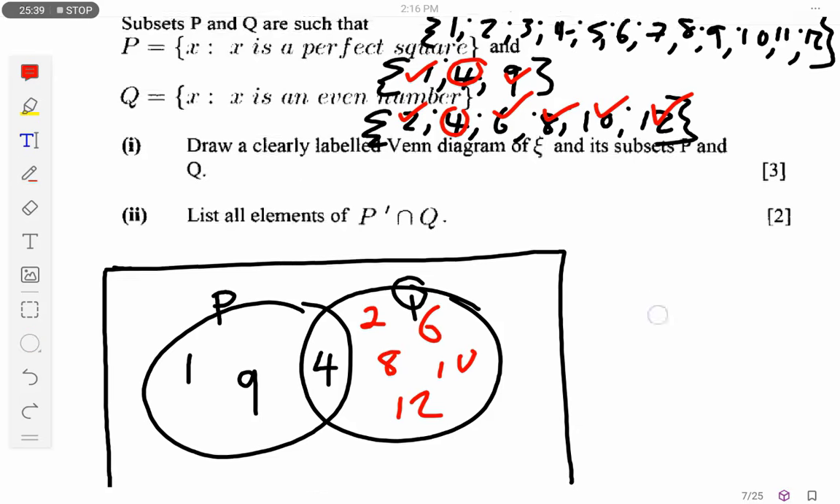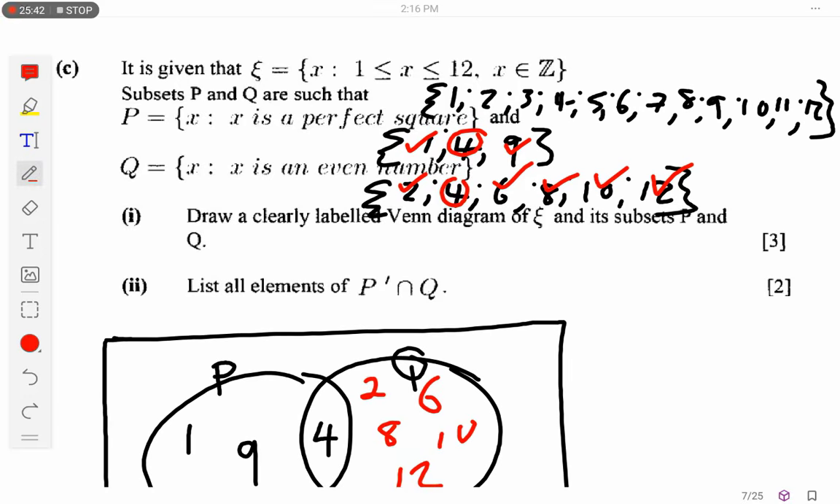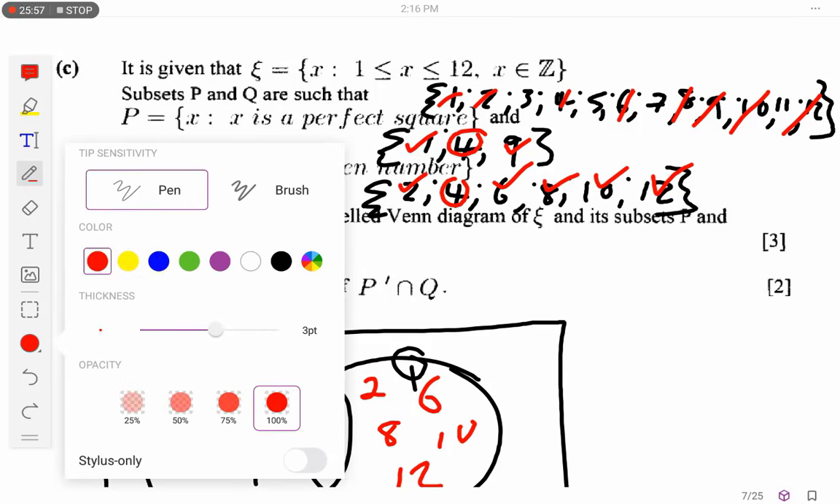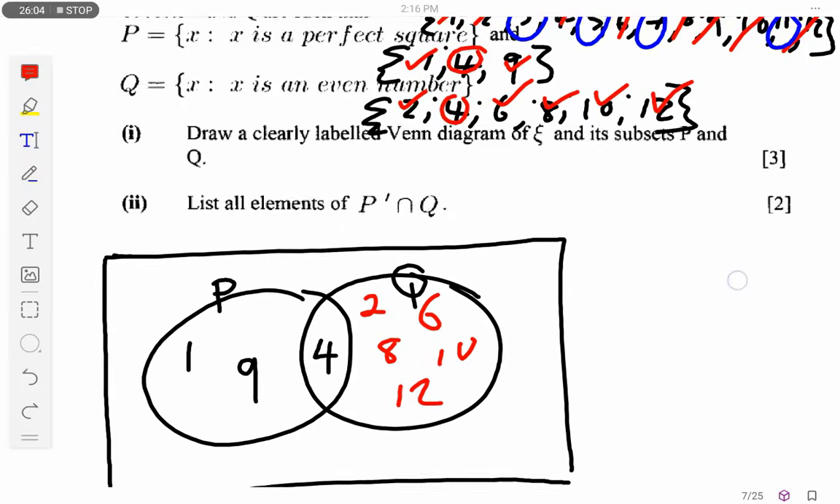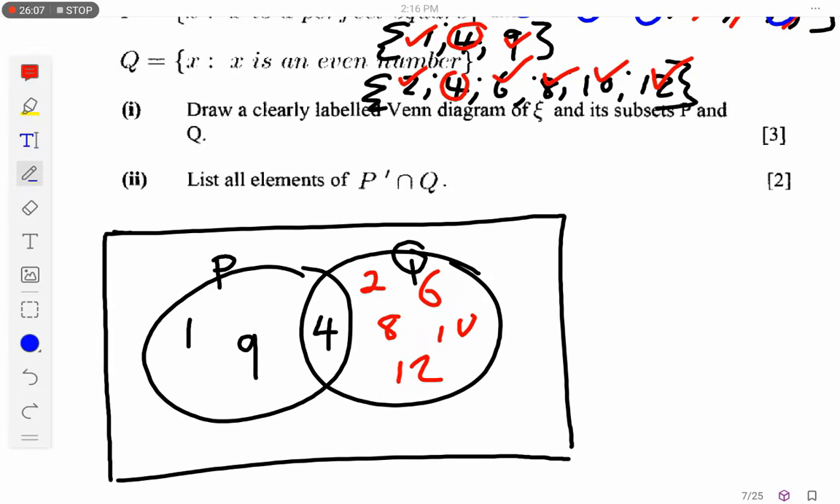Okay, so let's go to our universal set and check what has been taken. 1 has been taken, 2, 3 was not taken, 4 was taken, 5, no, 6 was taken, 7, no, 8 was taken, 10, and 12, and 9 there. Okay, so we are remaining with 3, 5, 7, and 11 there. So those ones, we write them outside these two, P and Q. So we have 3, 5, 7, and 11. So we have drawn the Venn diagram.